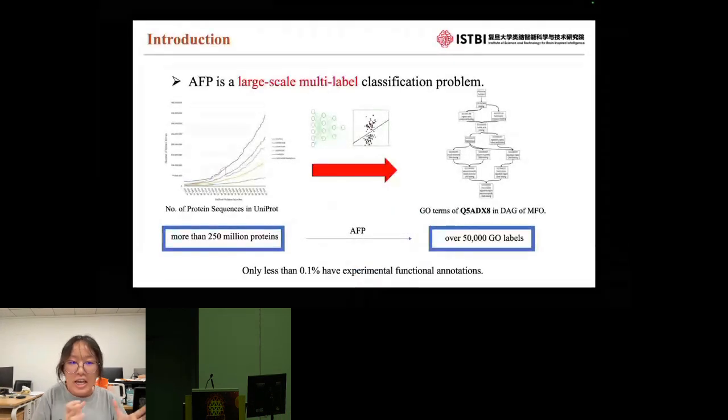First, AFP, that is automated protein function prediction, is a large-scale and multi-label classification problem. In UniProt, there are more than 250 million proteins, and there are over 50,000 GO labels to describe the functions of proteins. However, only less than 0.1% of them have experimental functional annotations. So it's important to develop high-performance AFP methods.